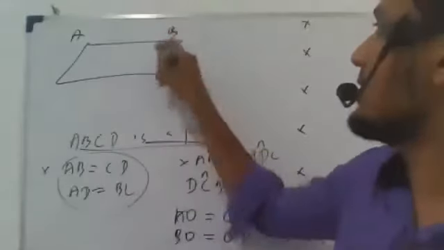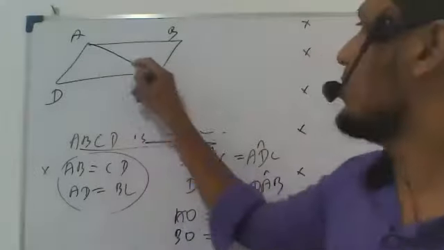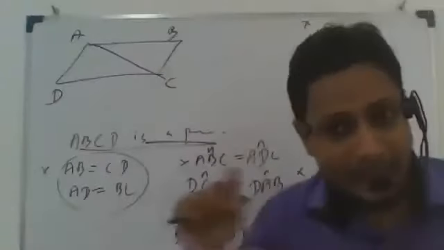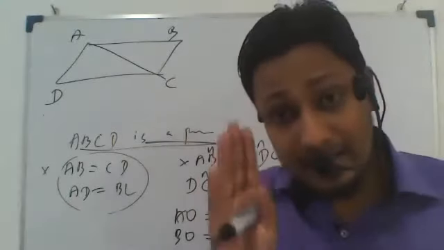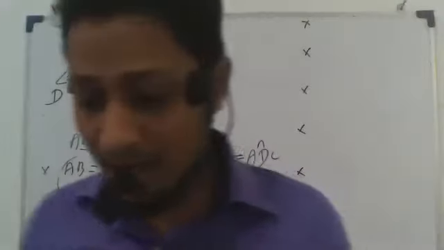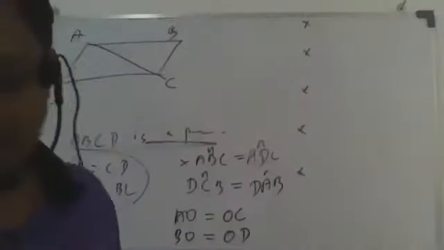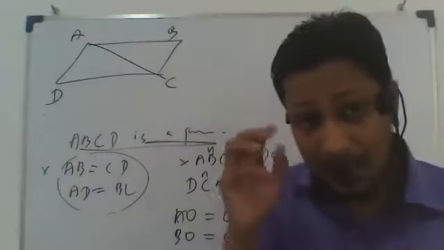This is A, B, C, D. So I'm going to draw a diagonal. Now, diagonal AC is there. Okay, AC diagonal. Diagonal bisect the area of the parallelogram. Right, okay.